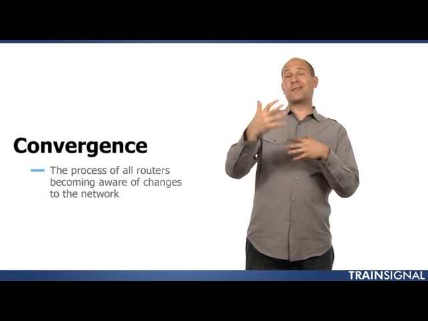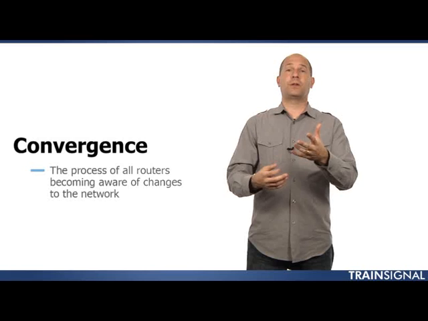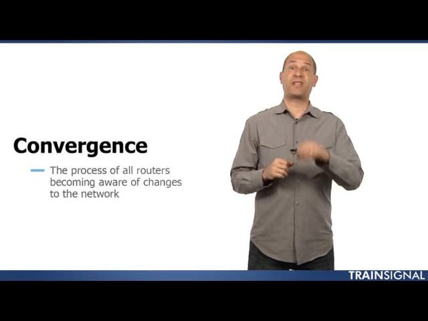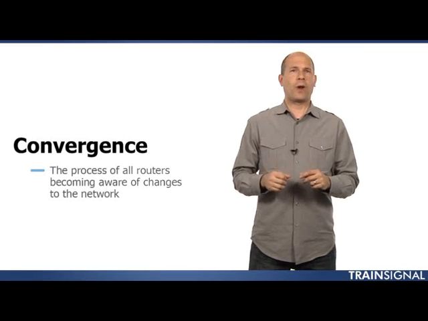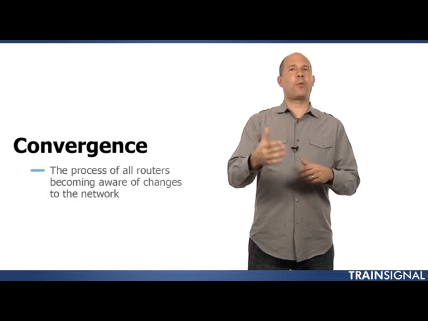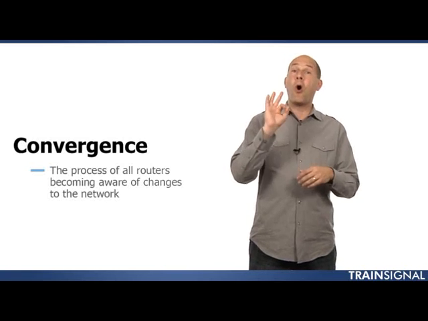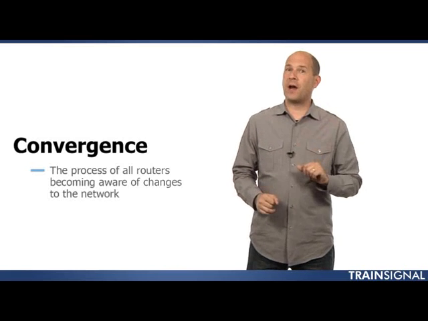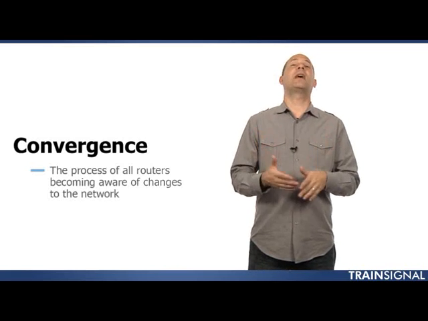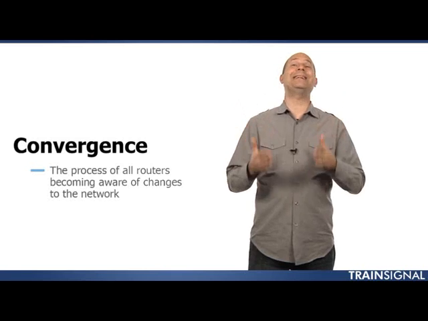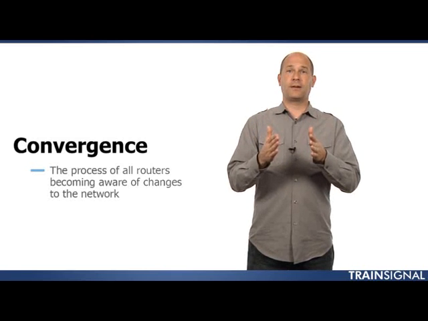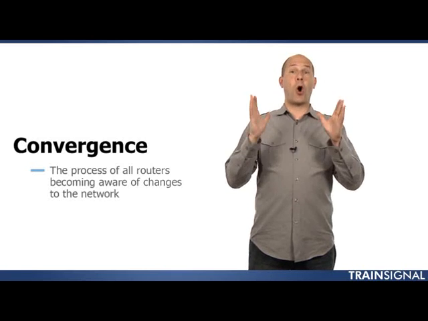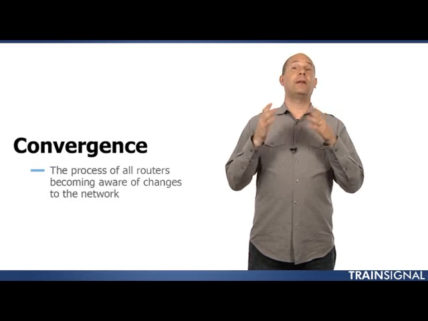So as we added routers in the dynamic routing demo that I did a little while ago, when I got to the very end, when I pointed out that you could now go to all 3 routers and they would all know about all 5 networks, that means that convergence had completely taken place. Okay? Updates have been made to all routers about all networks.